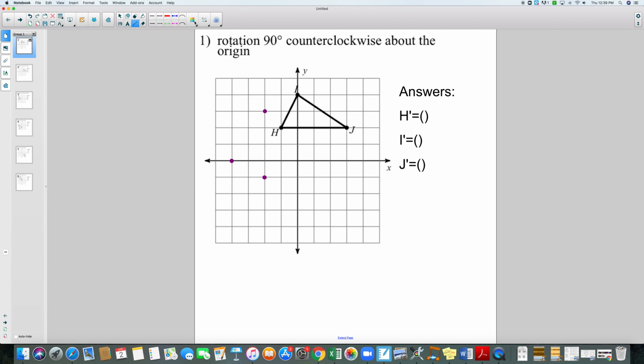All right, let me get the line tool. Let me change the color to purple. All right, let's connect our dots. All right, and that is what your figure should look like. So now let us determine the coordinates. All right, so for H, so H prime, this is our original H. We were -1, +2. Now we're going to be -2, -1.